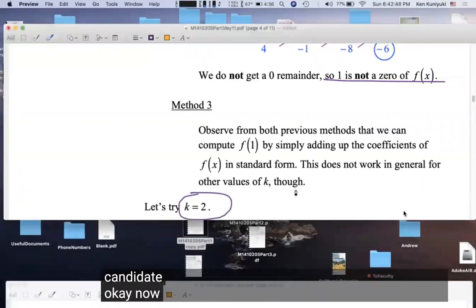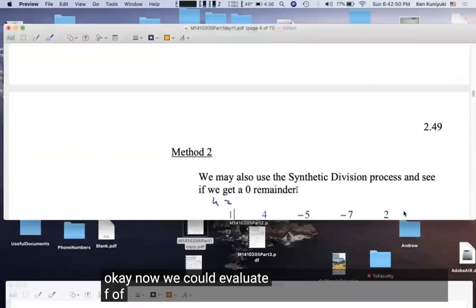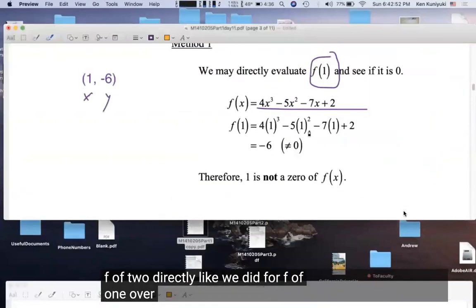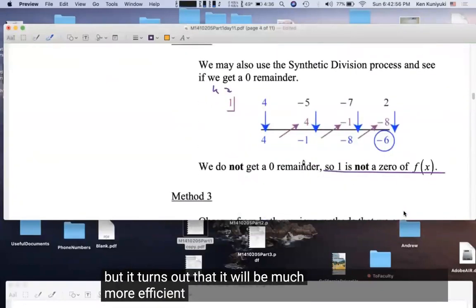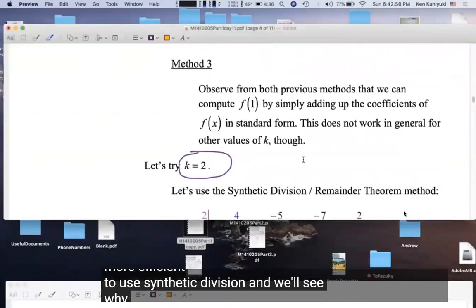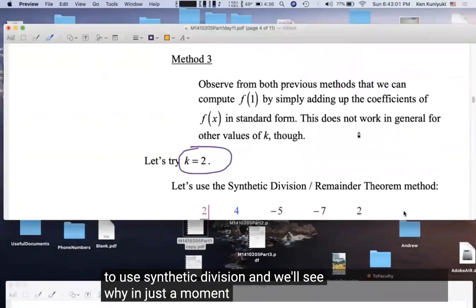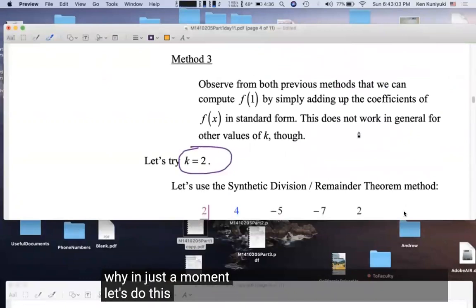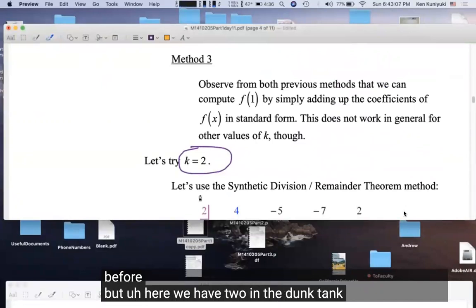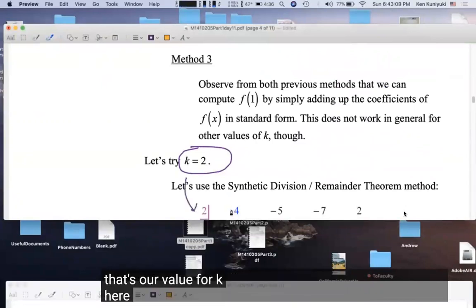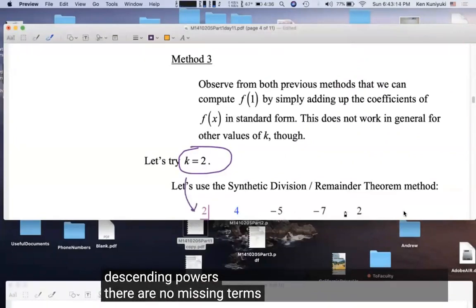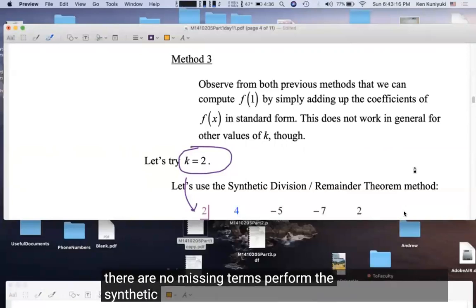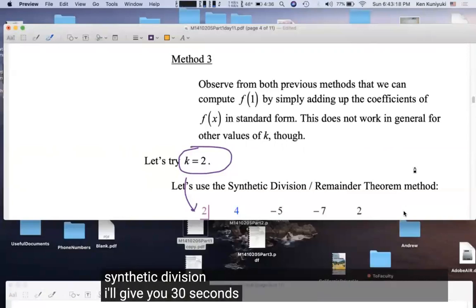Now we could evaluate f of 2 directly, like we did for f of 1 over here, but it turns out that it will be much more efficient to use synthetic division, and we'll see why in just a moment. Well, let's do this. In fact, we've done this before, but here we have 2 in the dunk tank. That's our value for k. Here are the coefficients based on descending powers. There were no missing terms. Perform the synthetic division. I'll give you 30 seconds to remember this.